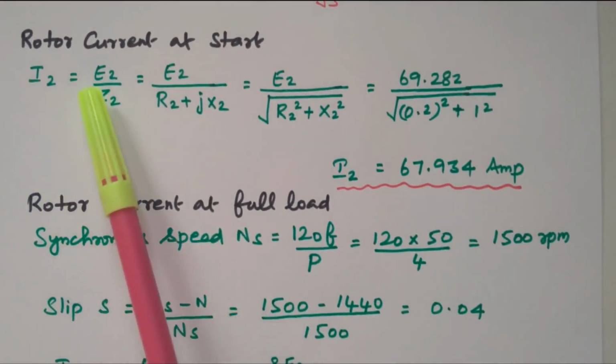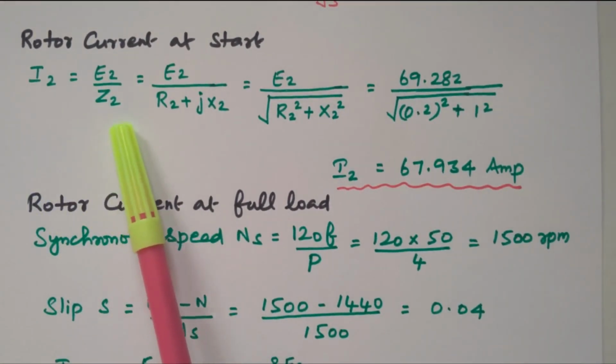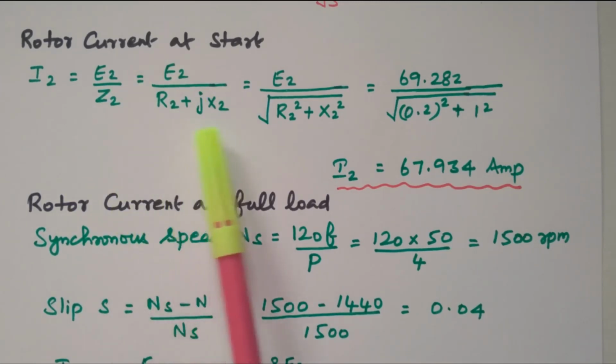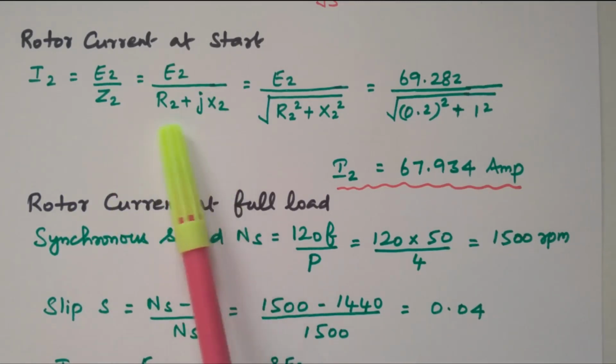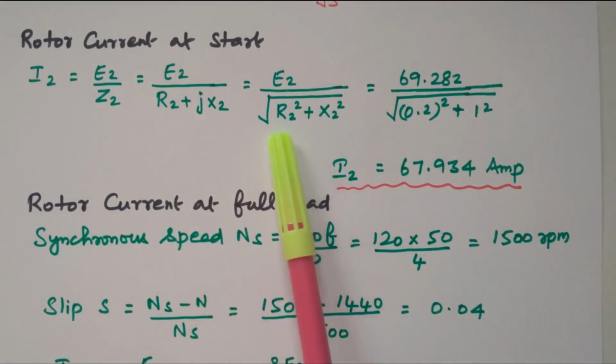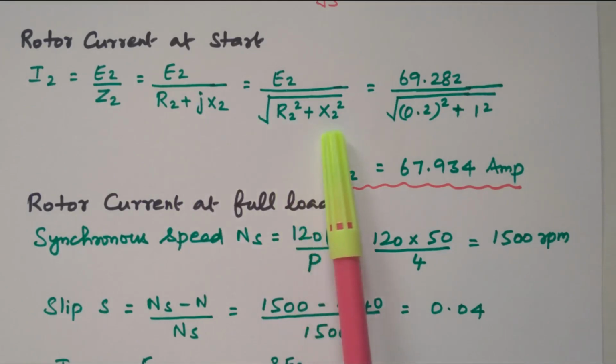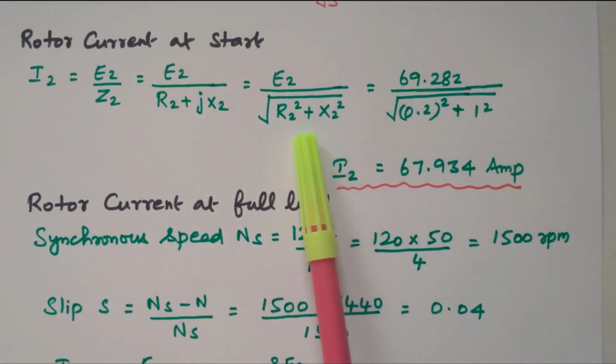So I2 equal to E2 divided by Z2, the general formula. The current equals voltage divided by impedance. That is E2 divided by impedance, which is the sum of resistance and reactance of the rotor. 2 refers to rotor. So the rotor voltage divided by rotor impedance, R2 plus jX2. This R2 plus jX2 is written as the square root of R2 squared plus X2 squared, the magnitude. Right. So all these data are available.